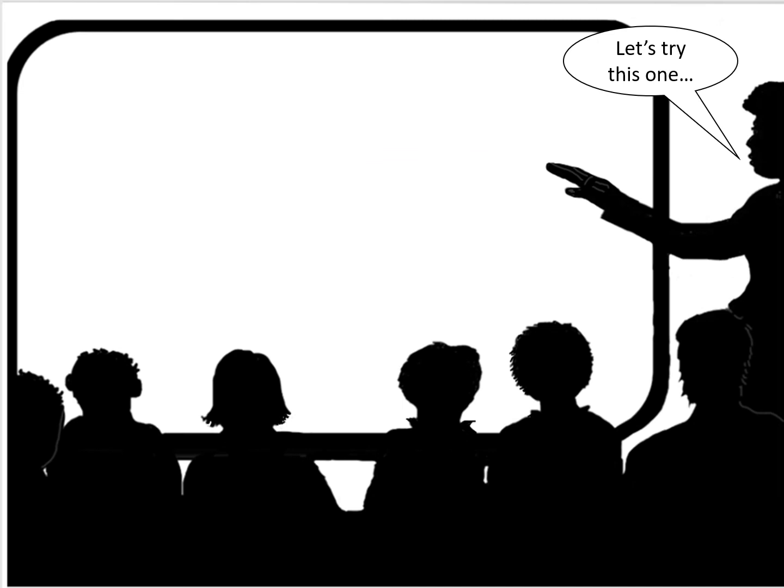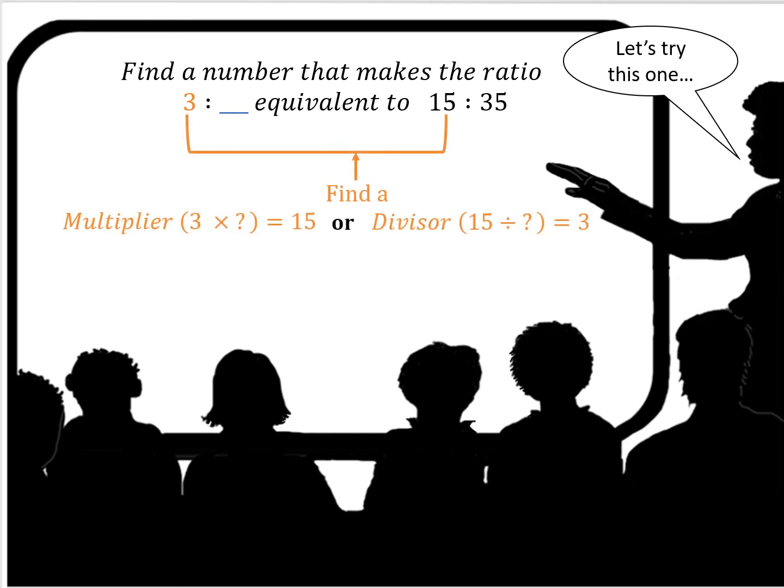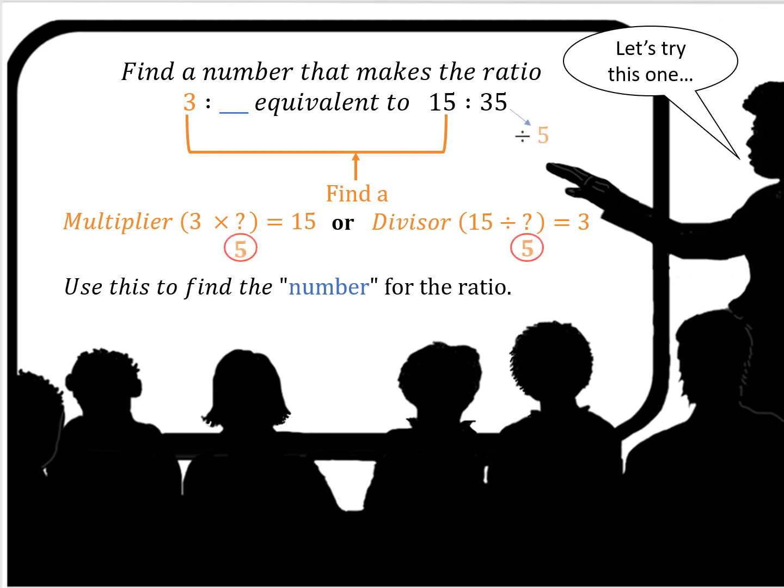Let's try this one. Find a number that makes the ratio 3 to some number equivalent to 15 to 35. Again, the 15 and the 3 are aligned, so how do I get from 3 to 15? Well, I multiply by 5, or how do I get from 15 down to 3, go backwards? I divide by 5. 5 being that number, the multiplier, the divisor. If I divide 35 by 5, I get 7. Therefore, 3 to 7 is equivalent to 15 to 35.